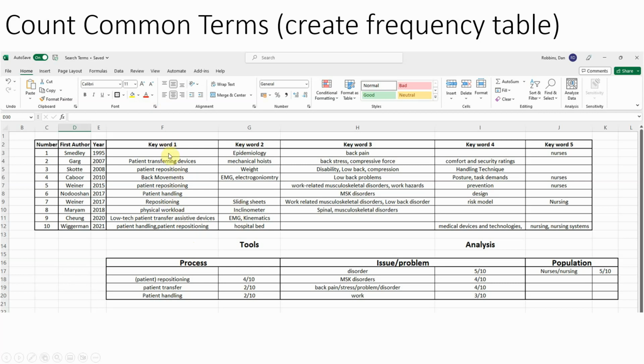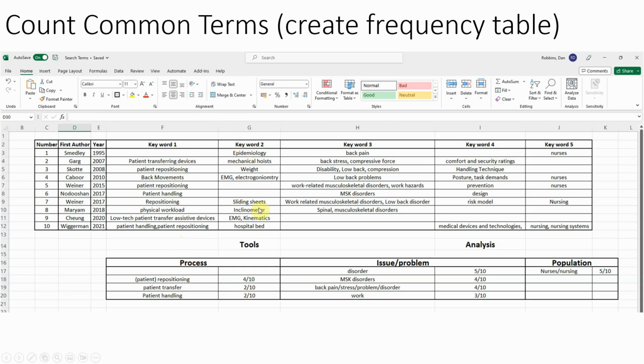So if I look in this first column, which I called process, then I can see that the word repositioning occurs 4 times. Actually, if I do include the word patient, it's 3, but for the sake of looking at the maximum use, I can say that repositioning is used 4 out of 10 times. Patient transfer 2 out of 10, patient handling 2 out of 10. So when I'm looking at the process that's being done, these are the most commonly used keywords.